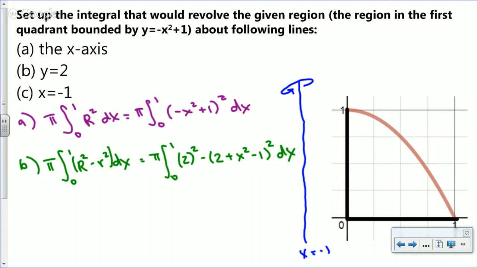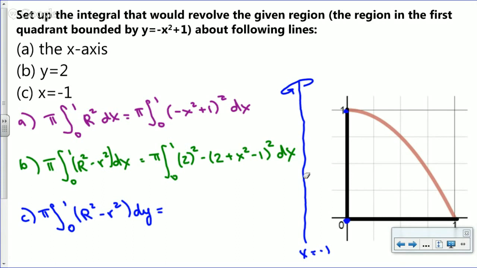So, disk or washer? This guy's going to be washer because there's some empty space, right? So for part C, I'm going to use washer method. Okay, dx or dy? Right, this time we want dy because I have a vertical axis of revolution. That means that my limits of integration here need to be y values, okay? However, it's still going to be 0 to 1, right? Because those are my y values also. So from y equals 0 to y equals 1 of big R squared minus little r squared dy.